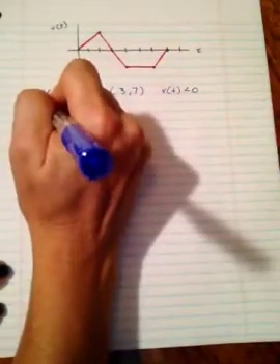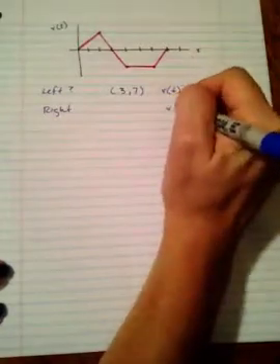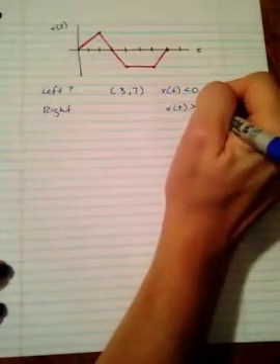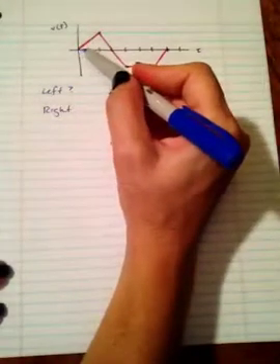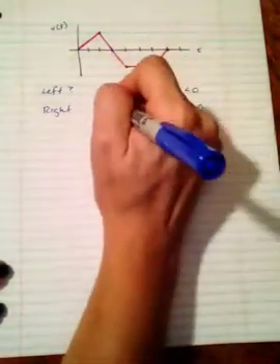It'll be moving to the right when the velocity with respect to time is greater than 0. So above the t-axis. That starts happening at 0 and ends at 3.